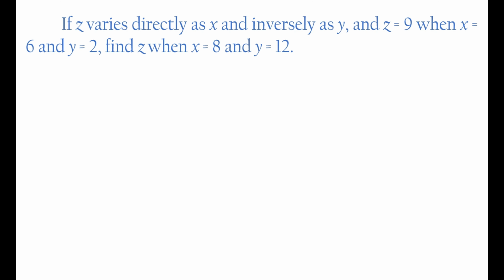If z varies directly as x and inversely as y, and z is 9 when x is 6 and y is 2, find z when x is 8 and y is 12.